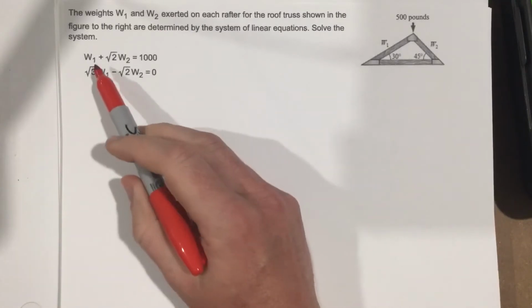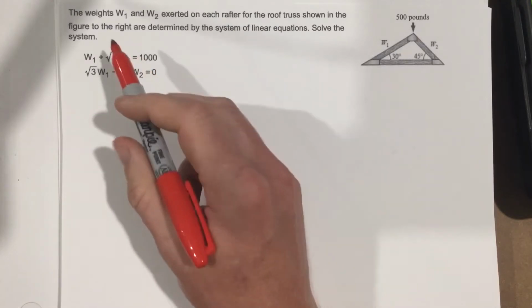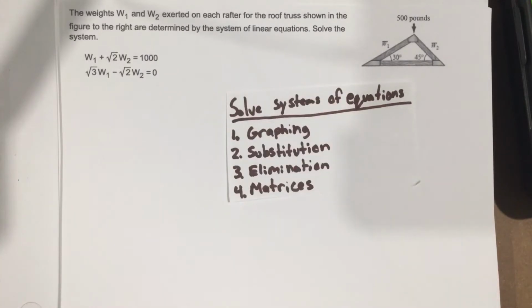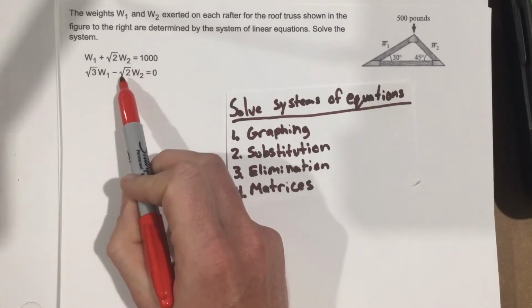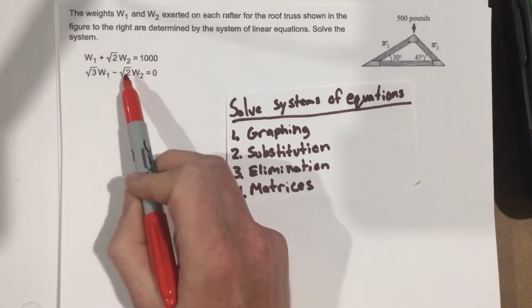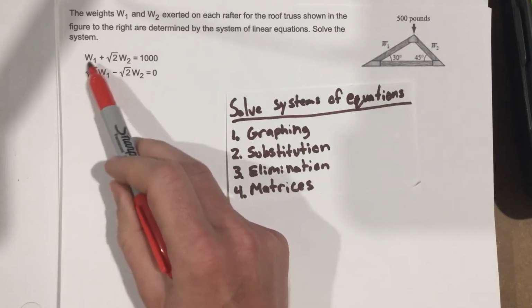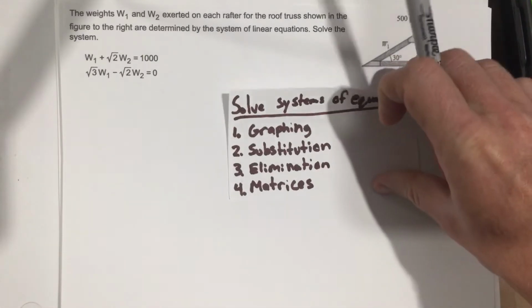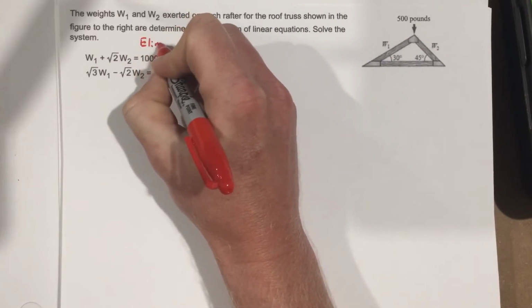Now I think when we solve this problem that it makes sense for us to use elimination. And the reason I say it makes sense to use elimination, because remember we have 4 possible ways to solve the system. I think we should use elimination because we have root 2 W2 and negative root 2 W2. So we can just add these two equations together and those two things will cancel, leaving us just with W1 and root 3 W1 in the equation. So we can figure out W1 pretty quickly. So I think that's the right method, so elimination is the method to use.